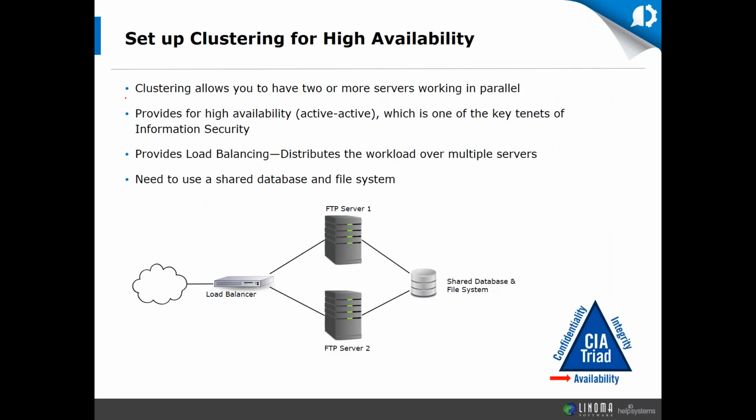I also want to talk about clustering a little bit. If your FTP servers are mission critical for your organization, then you should consider using clustering to provide high availability. With clustering, you essentially have two or more FTP servers working in parallel. If you look at my example here, we have FTP Server 1 here and FTP Server 2 down below, and they're both working in conjunction with each other. They're using the same exact configurations and security settings because they're working off a shared database and file system that stores those configurations and settings.